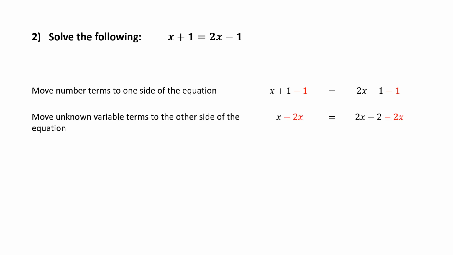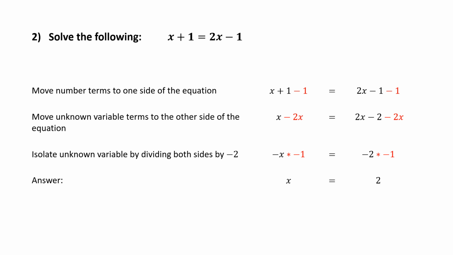Now we need to move the variable terms. So I want both the variable terms on the left-hand side. To do this, I'm going to subtract 2x from both sides. Now I'm going to have minus x equals minus 2. So what I need to do now is multiply both sides by minus 1 to get it back to x instead of minus x. So when I multiply minus x by minus 1, I get x. And when I multiply minus 2 by minus 1, I get 2. So our answer should be x equals 2.